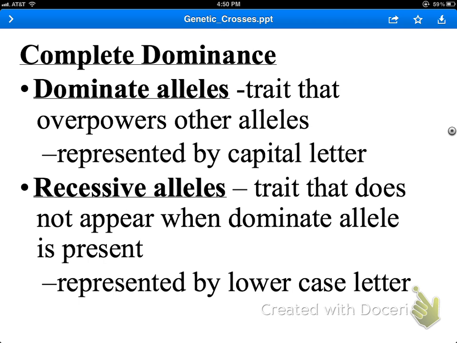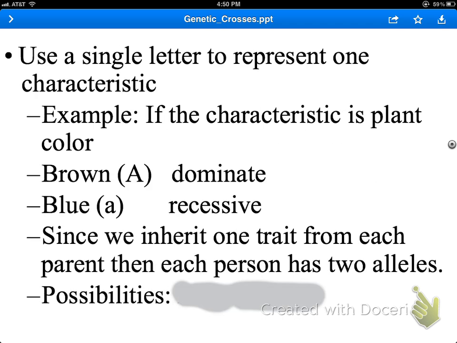A dominant allele is a trait that overpowers all the other alleles or traits. We usually represent this with a capital letter. Let's use A today. So this would be a dominant trait. A recessive trait is one that does not appear to show up as a characteristic if this dominant gene is also present. And we use a lowercase letter a to represent a recessive allele. Remember, each time we use these letters, it's the same letter. The difference is whether it's capital or lowercase.